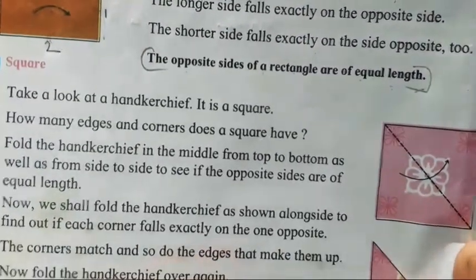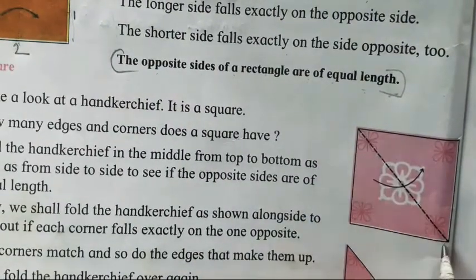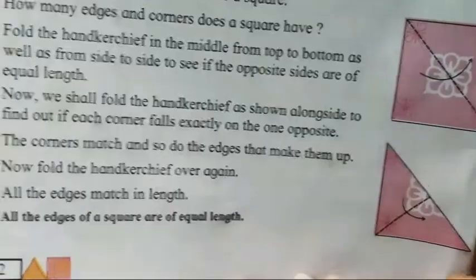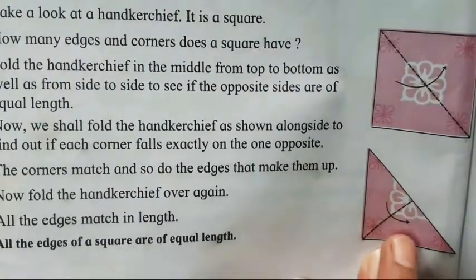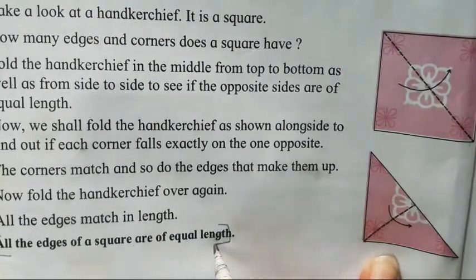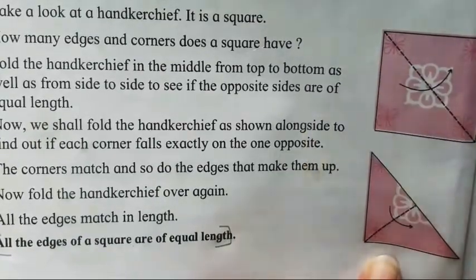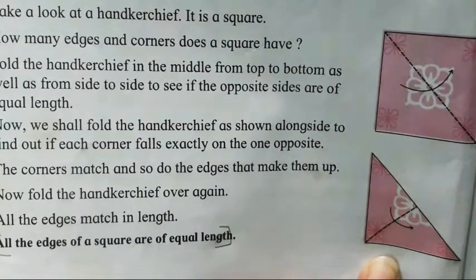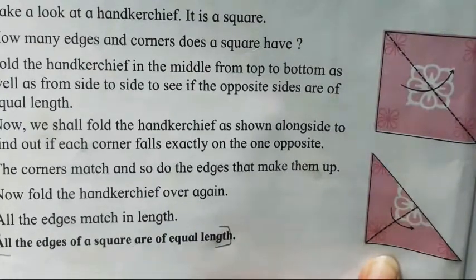Now for square, square is very easy. This is the form of a square, and when we cut a square, it becomes a triangle. See, on page number 2 they have already given it. This is the figure, this is a square and this is a triangle. And what is the statement? All the edges of a square are of equal length. Matlab, all the sides are of equal length and their edges are also the same. Got it? When we cut the square, it becomes a triangle.